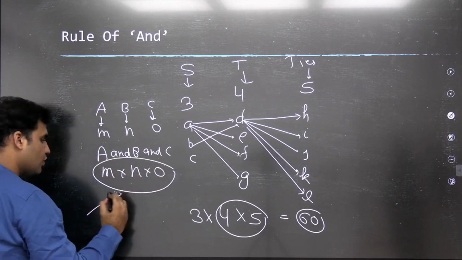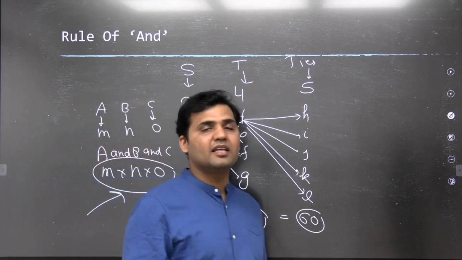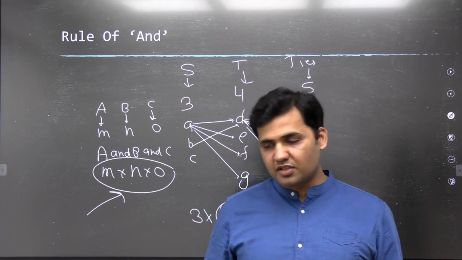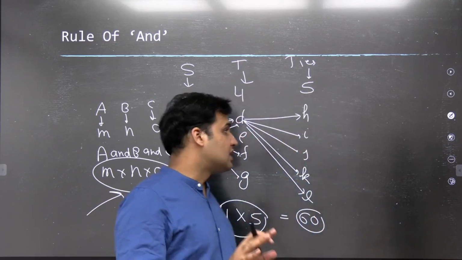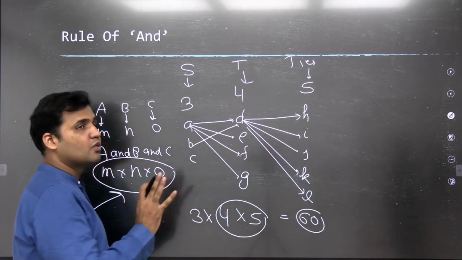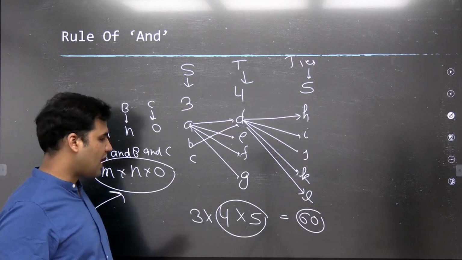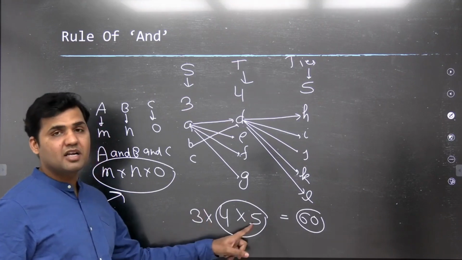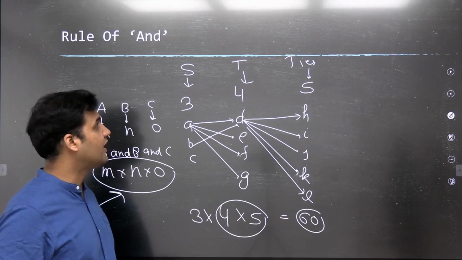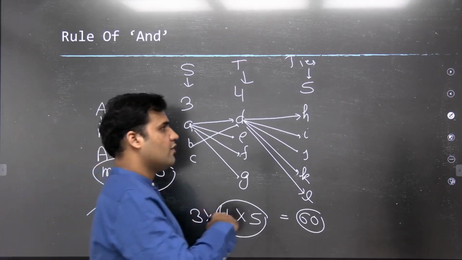This is the basic rule of counting. You don't have to use any nPr or nCr to answer these types of questions. So this is the basic concept behind the rule of AND. The meaning of AND is that you have to place the multiplication sign between different combinations, right? Now what does the rule of OR say?